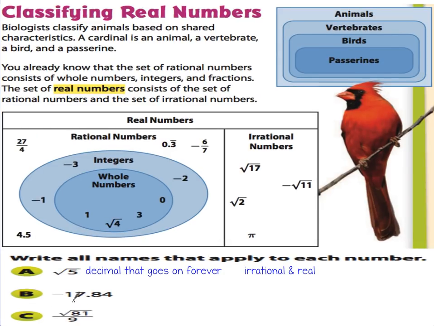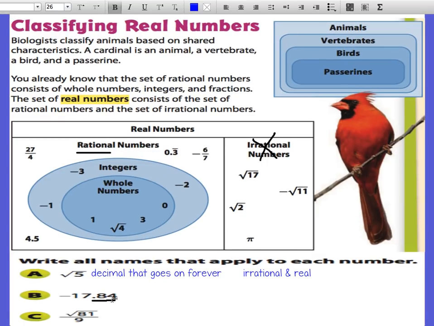In this case, I have negative 17 and 84/100ths. Okay, it doesn't go on forever without repeating, so therefore it's not irrational. It is rational. Let's see if it fits with integers. Well, integers can't have decimals. Since this has decimals, we know that it can only be a rational number and a real number.